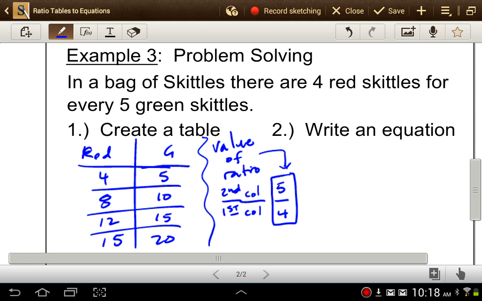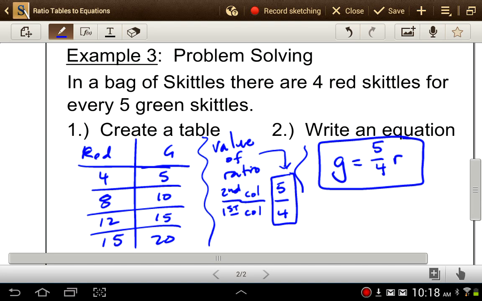Now let's write our equation. You always do the first column, the green. G equals, plug in this value of the ratio number we just figured out, 5/4, and then red. And that's how you figure out your table. To take the green, you'd multiply by 5/4 of the reds. So you can do these even when there's fractions and you don't think that they're easy to do. There really is a quick, easy way of doing these problems.